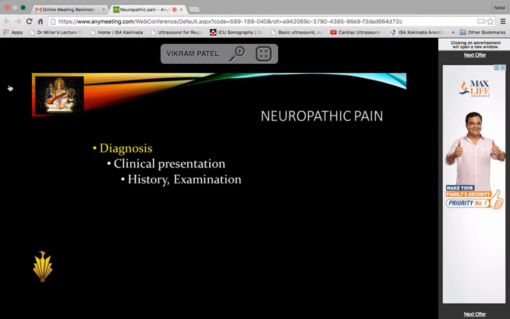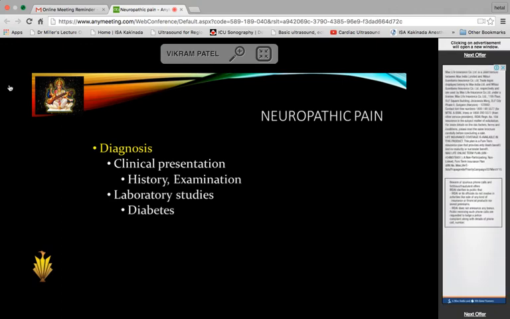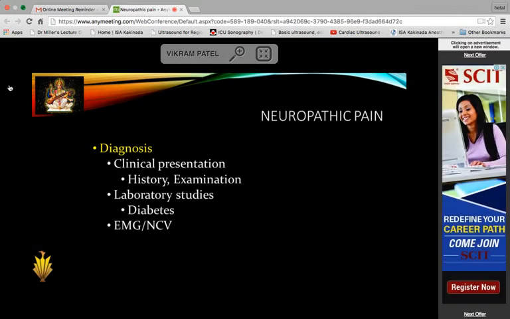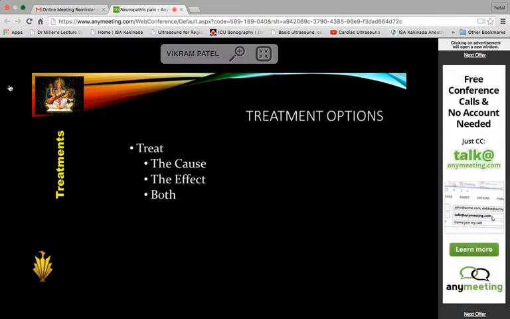Looks like the sound is back again. So in the laboratory studies, what we need to look at is any metabolic causes, for example diabetes, and we can obtain an EMG and NCV study that will also further help in diagnosis of neuropathic pain. It will not tell you about the neuropathy, and then depending on the patient's character of the symptoms, you interpret that as neuropathic pain. So when we decide to treat these neuropathic pain syndromes, we can treat the cause and/or the effect, or we can treat both.